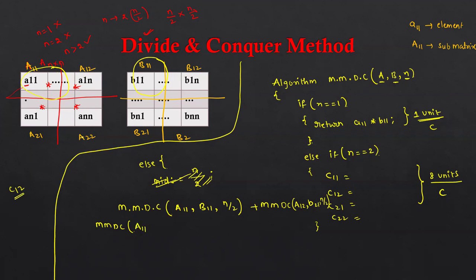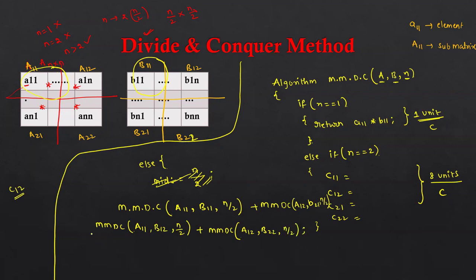I want to take the A11 submatrix, multiply with the B12 submatrix, whose size is n by 2, plus matrix multiplication divide and conquer approach. This is a recursive call again. A12 needs to multiply with B22. This size is also n by 2.